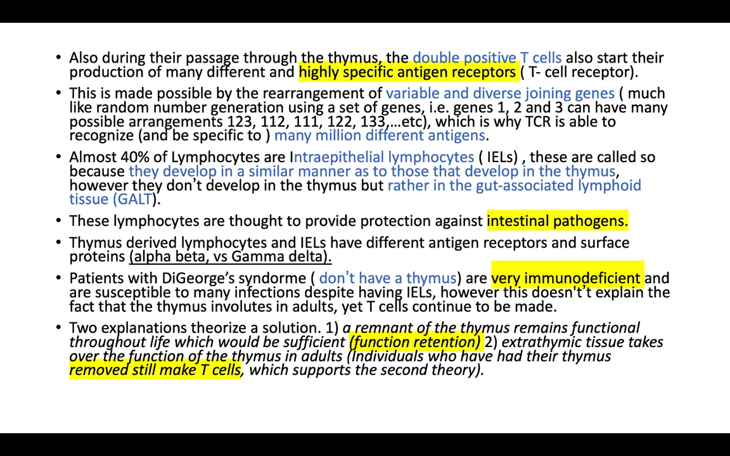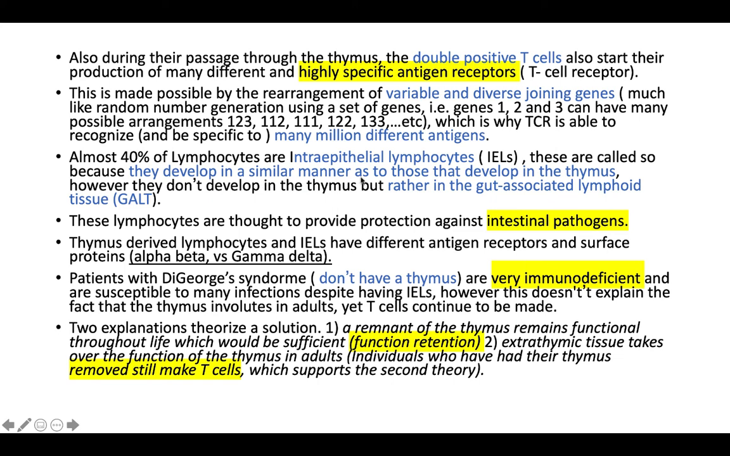Now I have 4, 5, 3 sets of genes. I have a large number of each, and I use one of each. I come up with a different combination for each one. That's how I come up with a different T cell receptor each time, and a different IgM antibody each time.